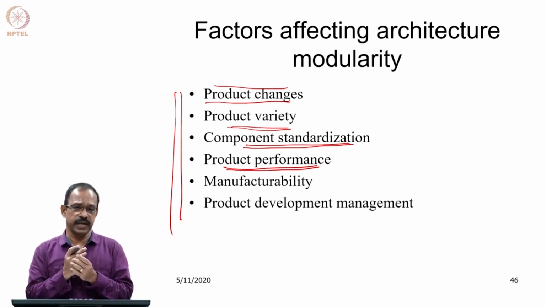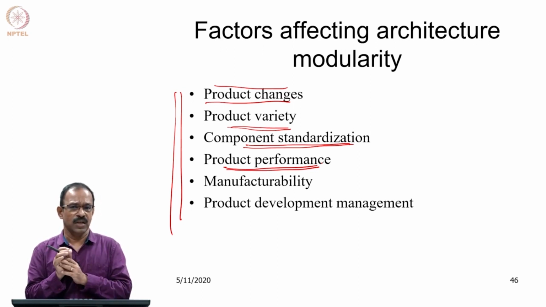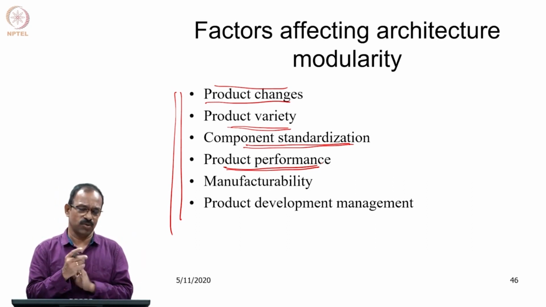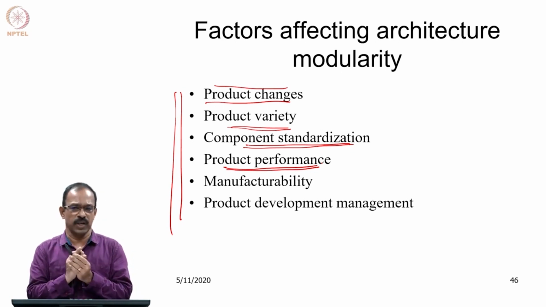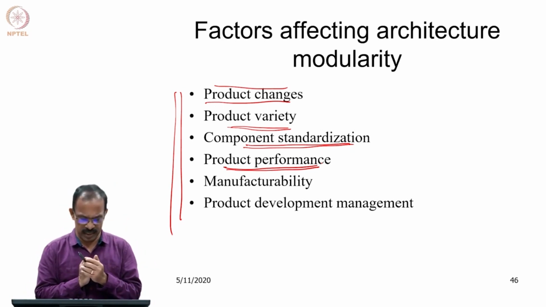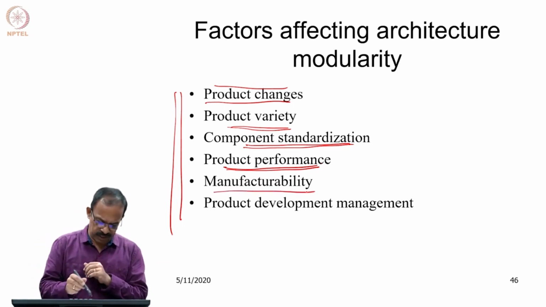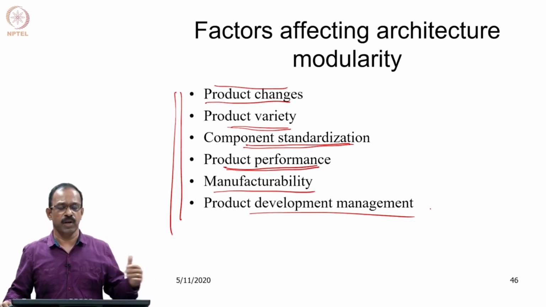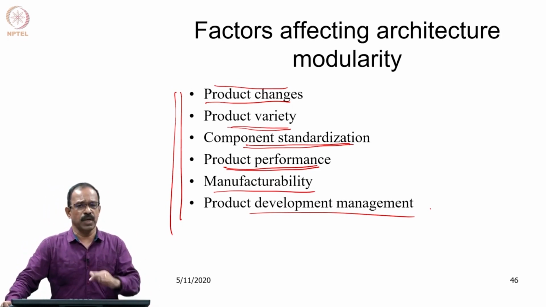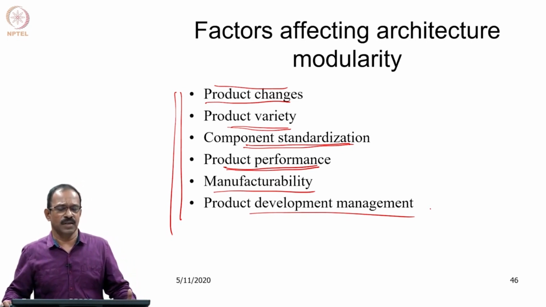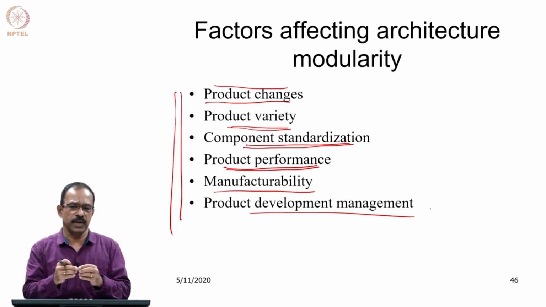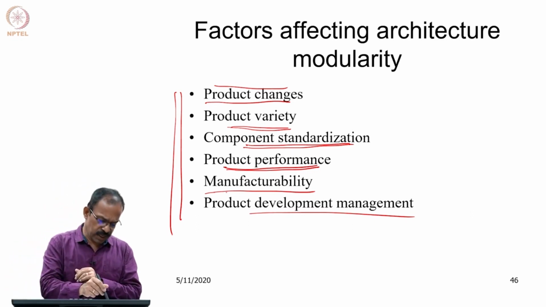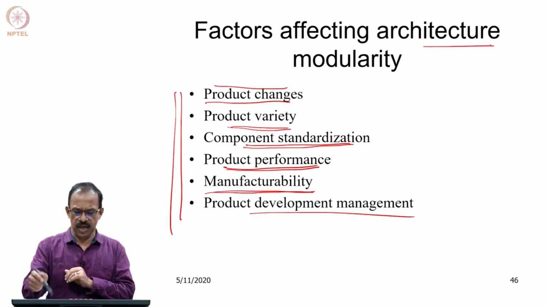The performance may degrade in some modular architectures, and some performance cannot be achieved in the integral architecture. So, looking at the product performance, again you need to take a call on the architecture. And then of course, the manufacturability and product development management. If you make everything integral, then the manufacturing will be a problem. You may not be able to manufacture it as an integral architecture. You may have to make multiple elements and then combine them.